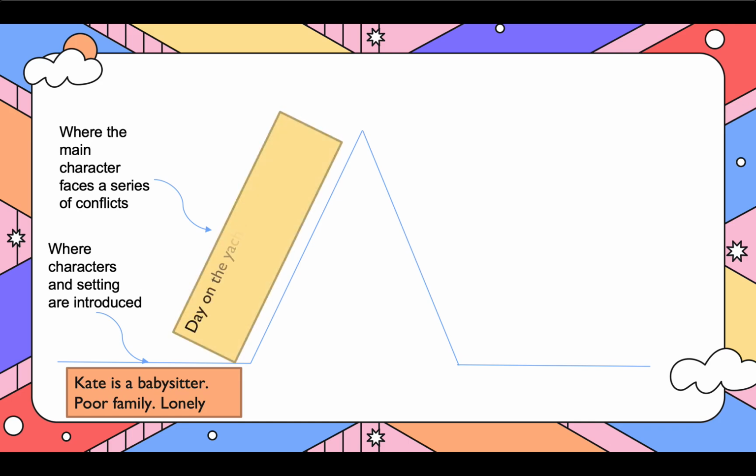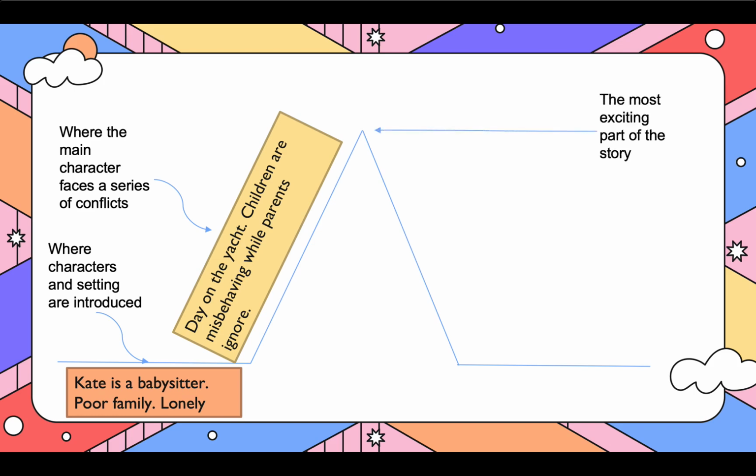Then in my rising action, where that main character, Kit, faces a series of conflicts. So she's going on the yacht for a day. The children are misbehaving while the parents ignore. So already that tension is building up.